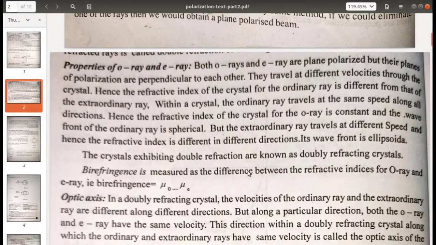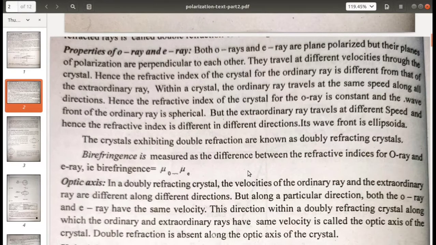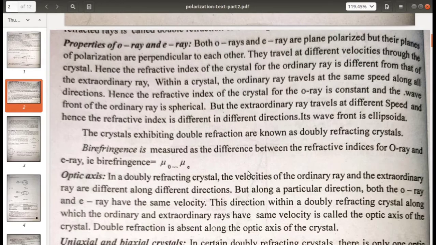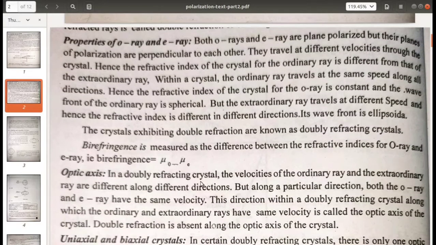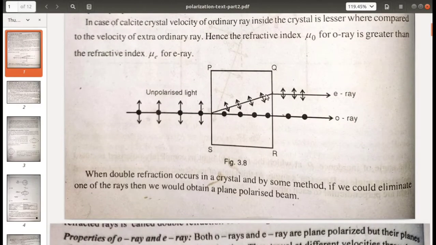Properties of ordinary ray and extraordinary ray. In brief, we can categorize the properties of ordinary and extraordinary rays. Both the ordinary ray and the extraordinary ray are plane polarized, but their planes of polarization are perpendicular to each other, which we have seen from the picture. That is, both are polarized in different planes.